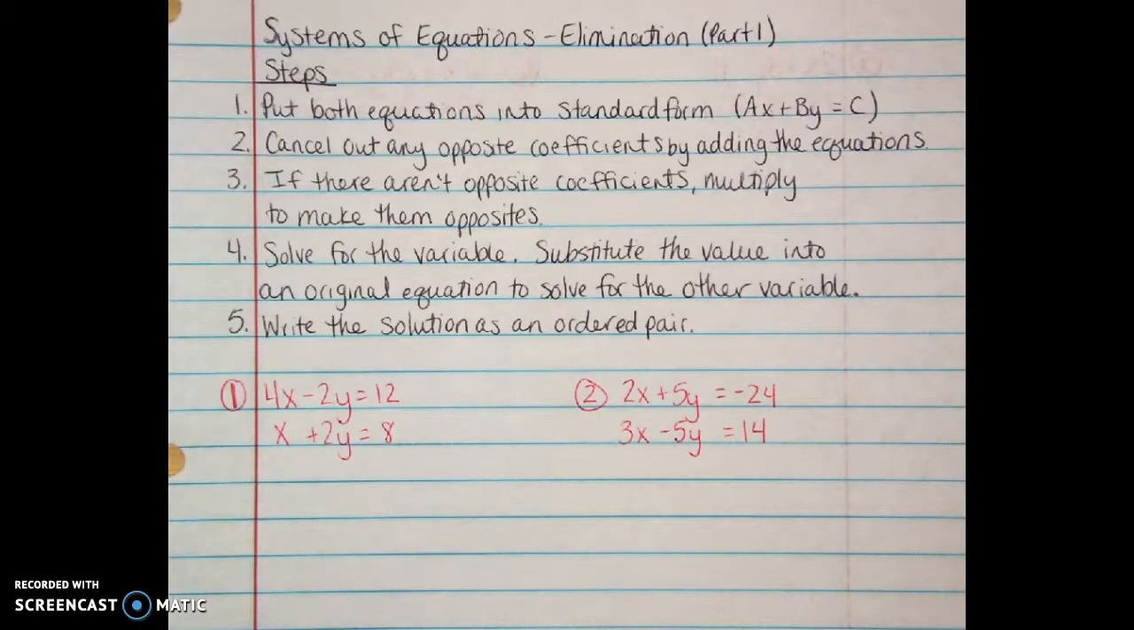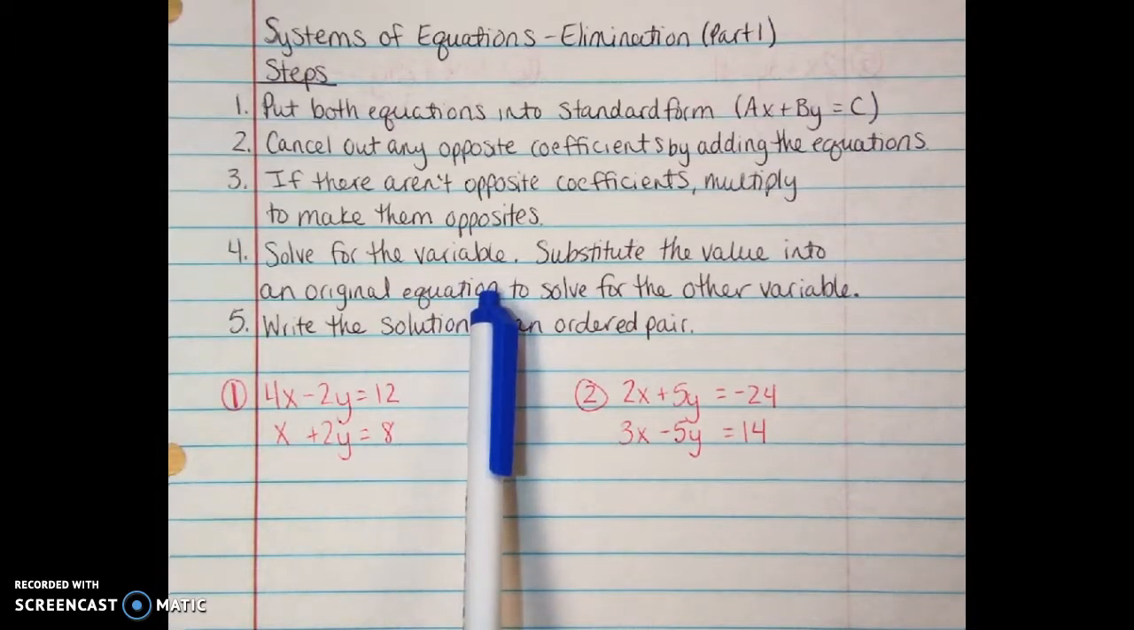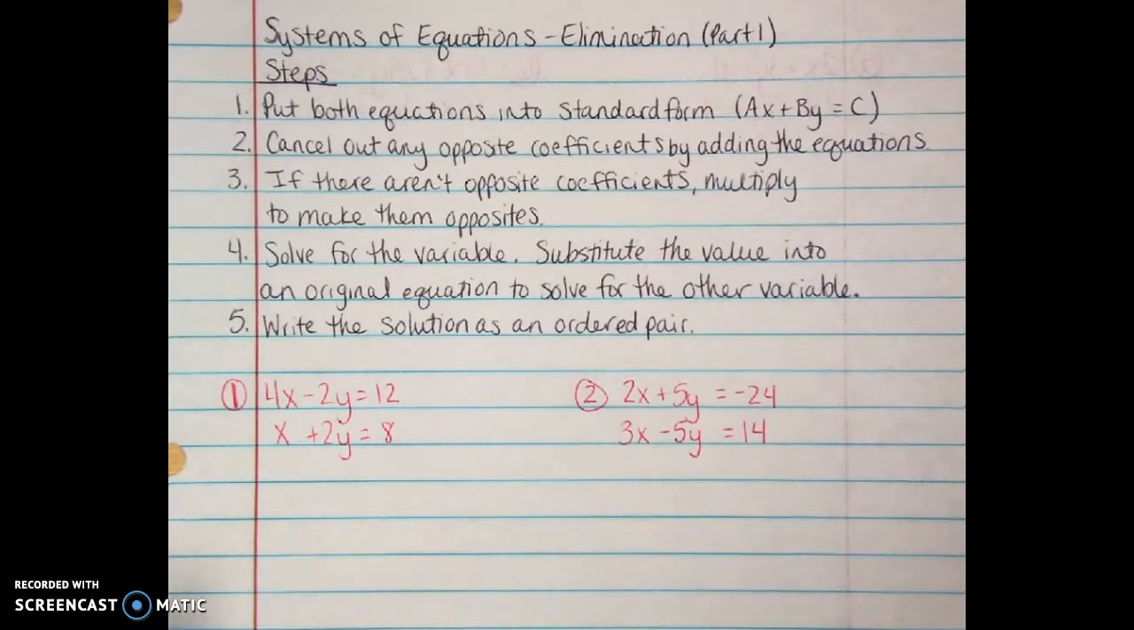Number three, if there aren't any opposite coefficients, multiply to make them opposites. And there are a few examples down here of that as well. And then you know the rest. You solve for the variable, and then you substitute that value back into one of the original equations, and you solve for the other variable. And your solution should be an ordered pair. Okay, so let's go ahead and do some examples.